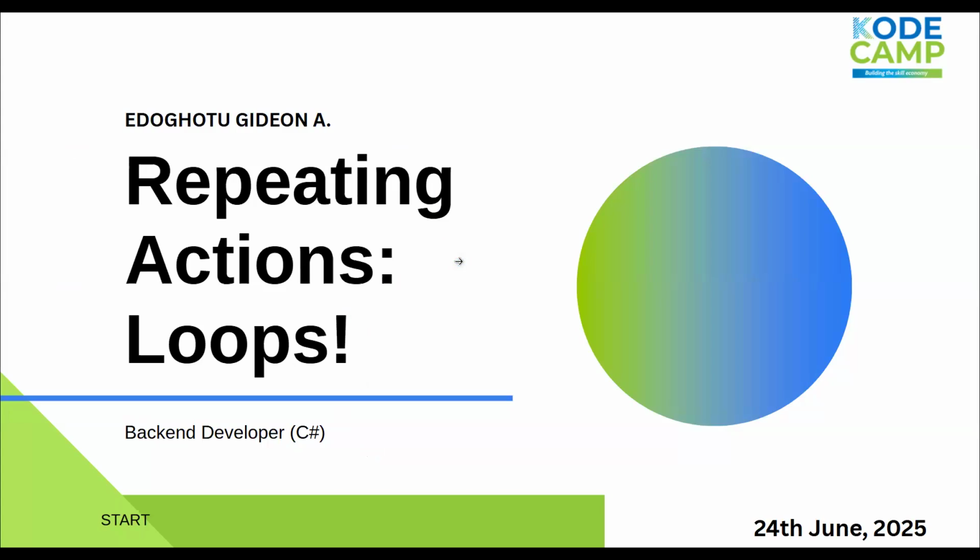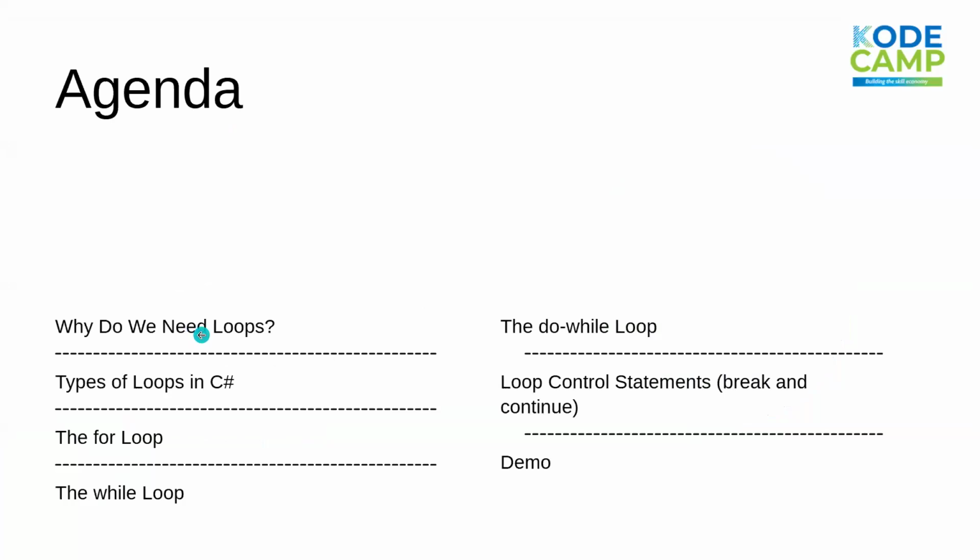All right, thank you. So loops are what allows our program to perform actions repeatedly. If I want something to repeat a number of times, loops come in handy. So today we'll be looking into why we need loops in our programs, in our applications. What's the importance of these loops?